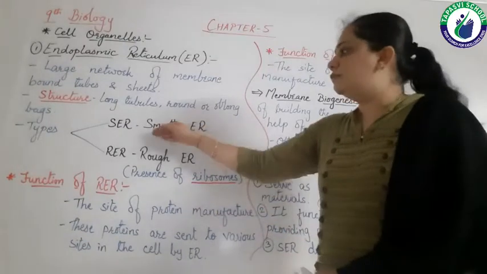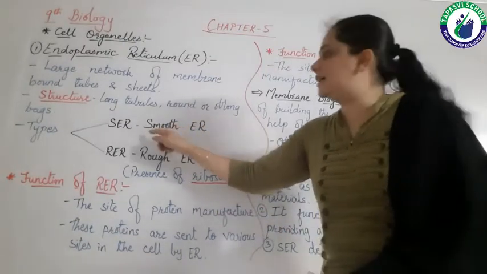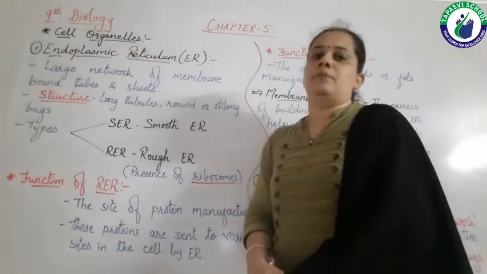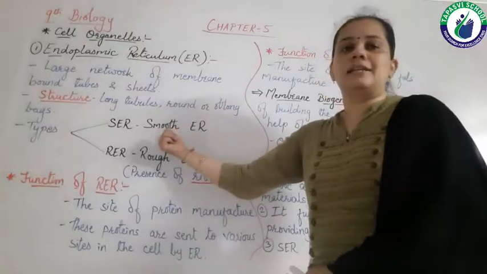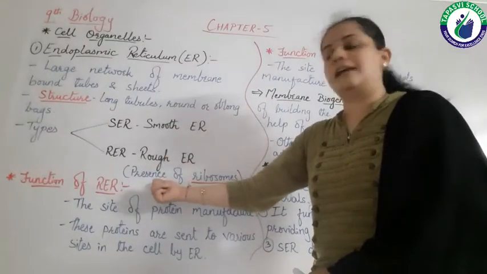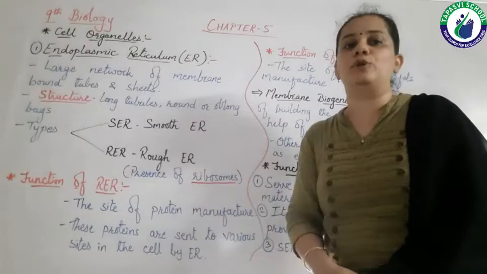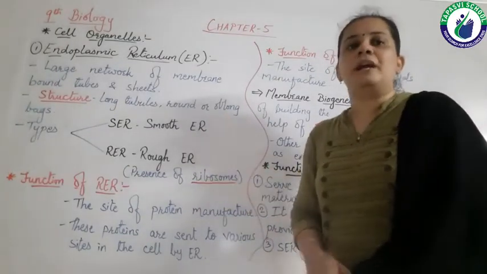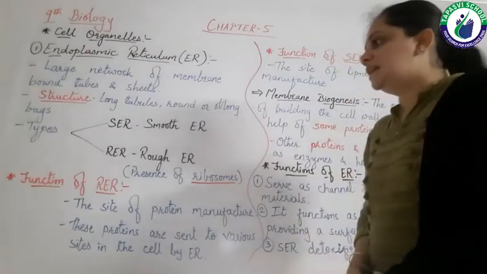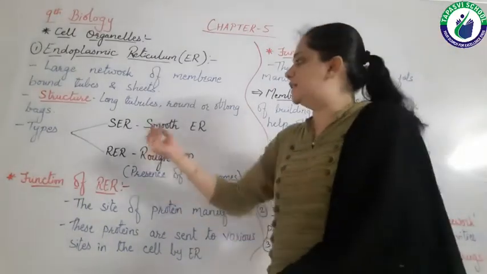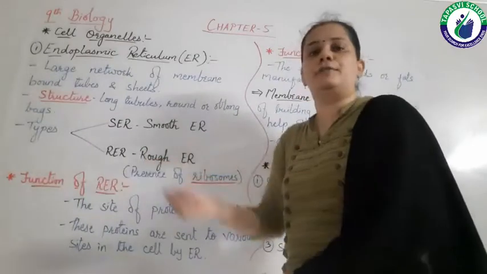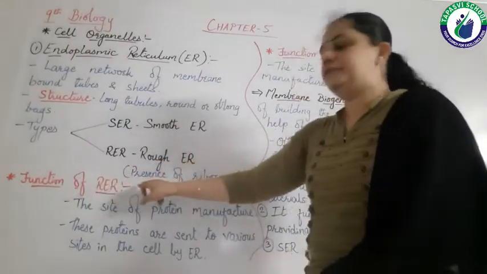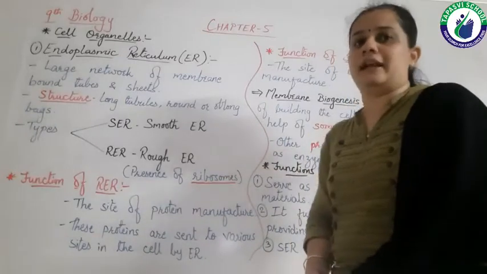Obviously, in smooth ER, as the name itself suggests, it is smooth because in this ER there is an absence of ribosomes. So these are the two types of endoplasmic reticulum. Then what is the function of this smooth ER and rough ER? Let's see the function of rough endoplasmic reticulum.